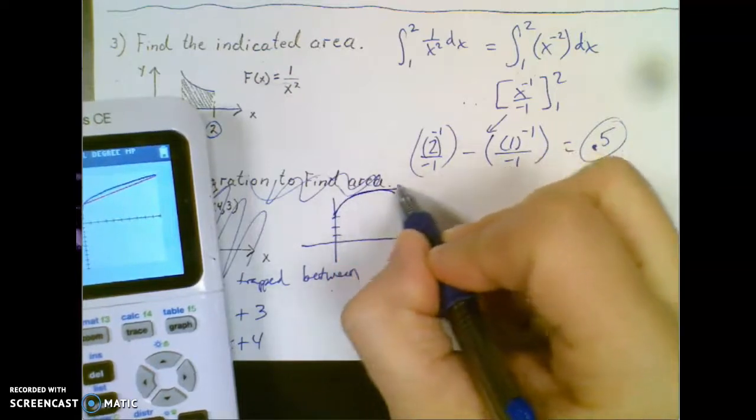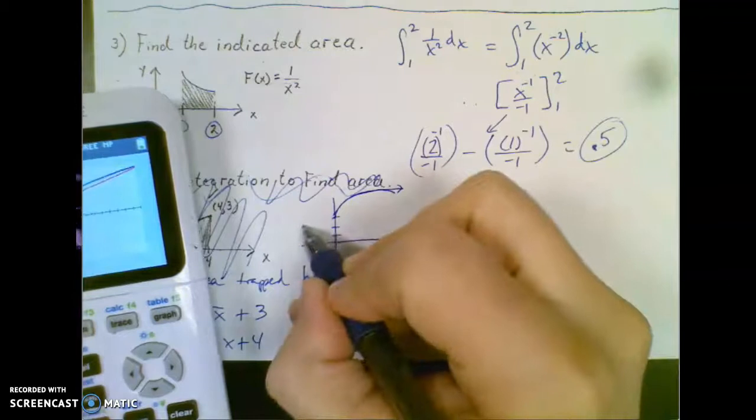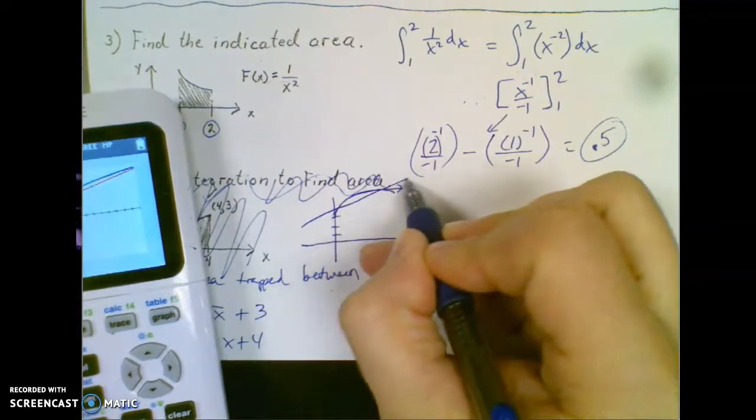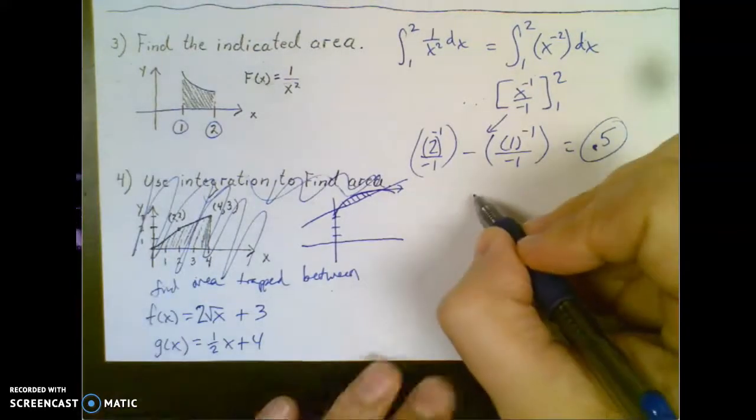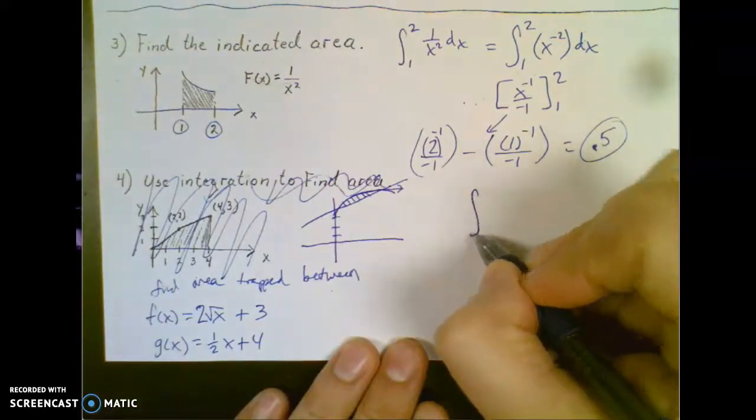Okay, there's my radical x plus 3. Then I got the other guy slicing through here. Okay, so I'm looking for this area. Here's the problem. When you go to do your integral, the main part's pretty easy.